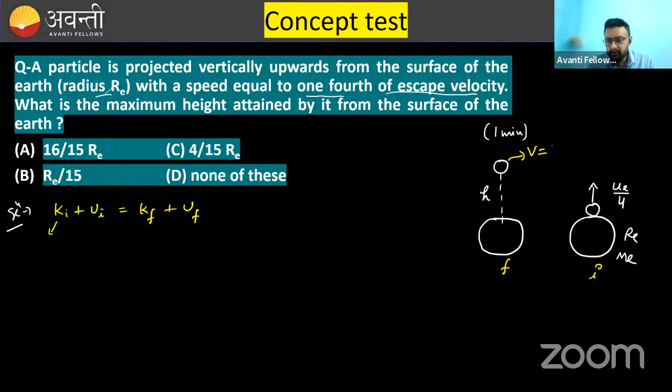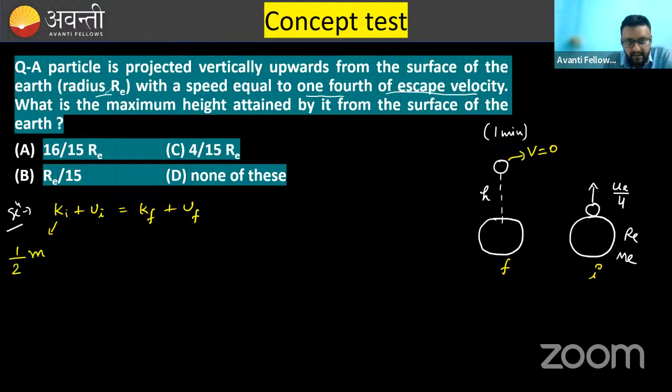If h is the maximum height of the ball, then at this point, what will be its velocity? You will say its velocity will be zero, sir. Because this is the maximum height, it cannot go beyond this point. That means at this point, velocity is zero. It will return back. So if I write kinetic energy initial, this is the initial kinetic energy, that will be half.